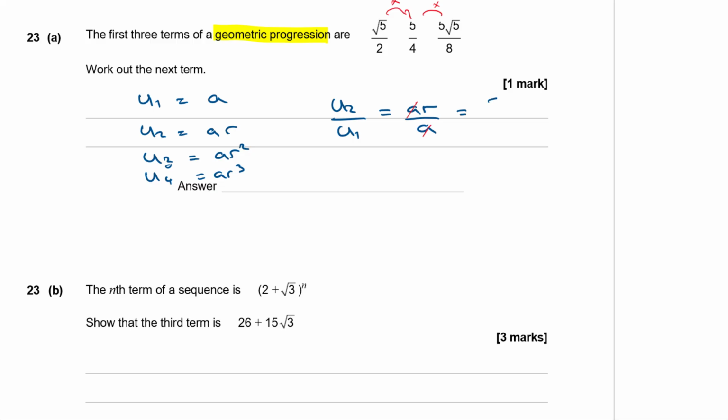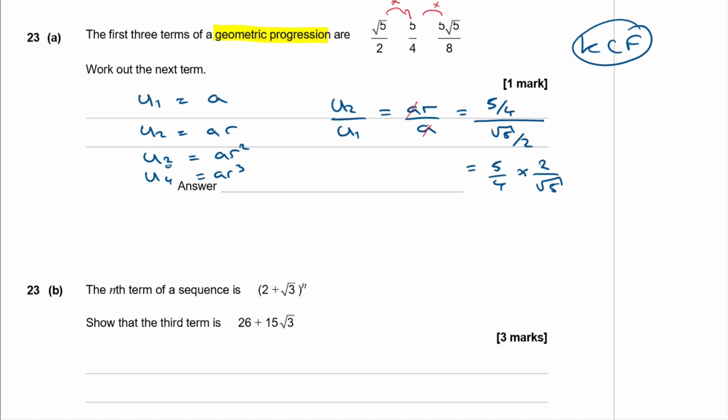So if I do that with the numbers that I've got, then I've got the second term, 5/4, and I want to divide that by root 5 over 2. Now again, I had this thing earlier, I was dividing through by a fraction, so using keep, change, flip, I'm going to keep the first fraction, change the divide into a times, and flip the second fraction over. So I'm going to get 5 times 2 over 4 times root 5.